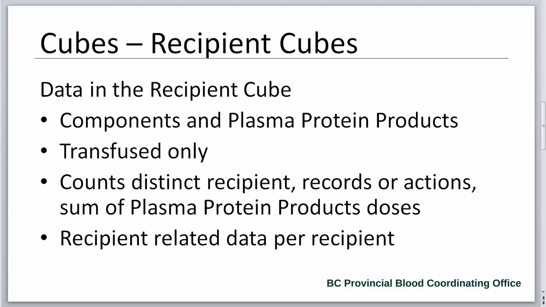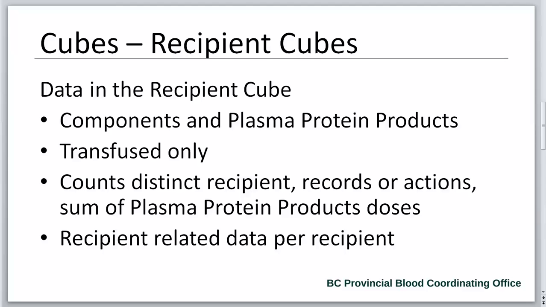The recipient cubes include information about components and plasma protein products and refer to transfused products only. The counts include distinct recipient, records and actions, and plasma protein product doses. In addition, there is more recipient-related data on a per-recipient basis.